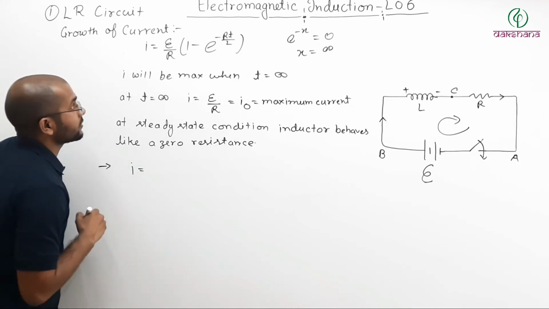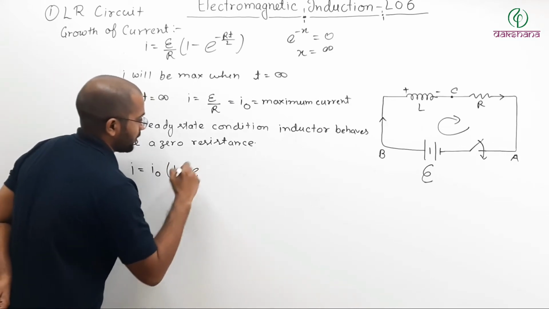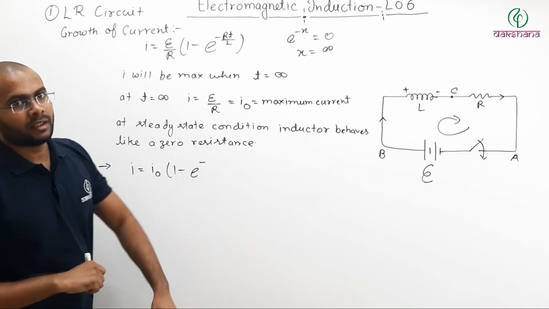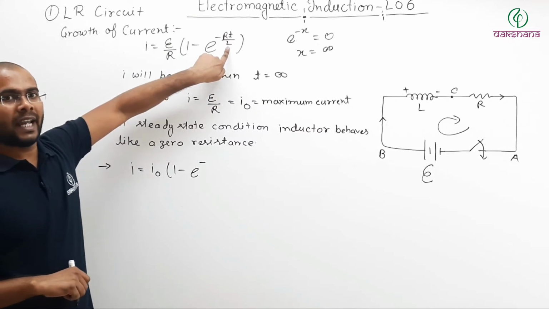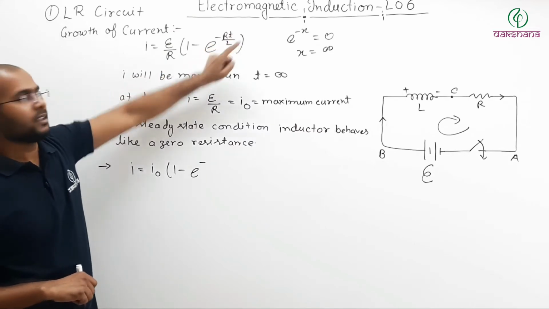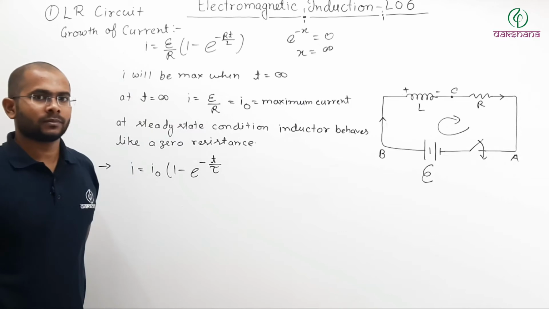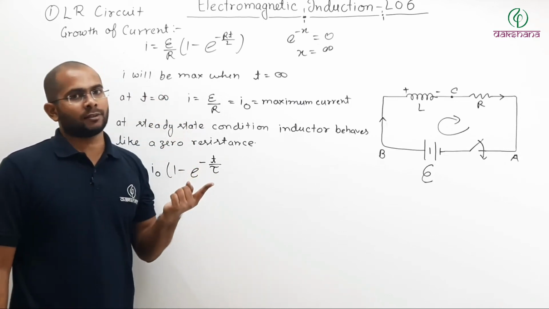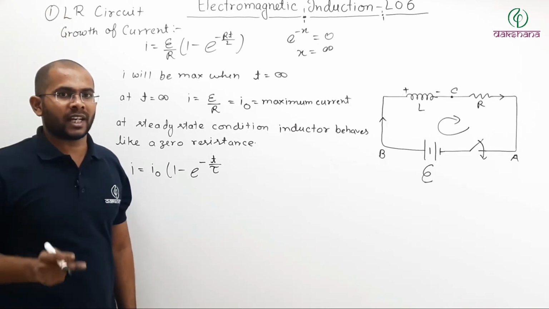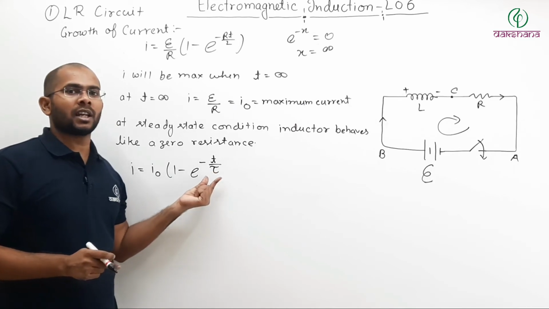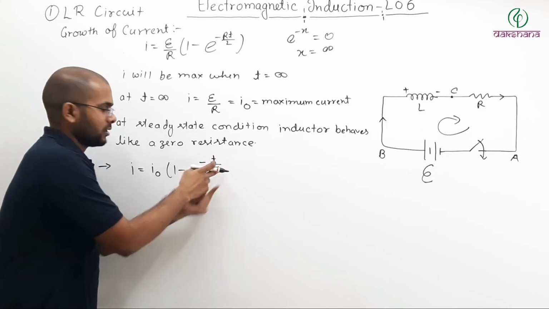I equals I naught into 1 minus e to the power minus of, now see here, this R is a constant, this L is a constant, and it is T multiplied. So can I write it like this? Minus of T divided by another constant tau. Because power can only be a dimensionless quantity. You cannot write e to the power minus 2 meter or e to the power minus 2 second. E to the power can only be a dimensionless number. So if this here is time, then this should also be time unit.